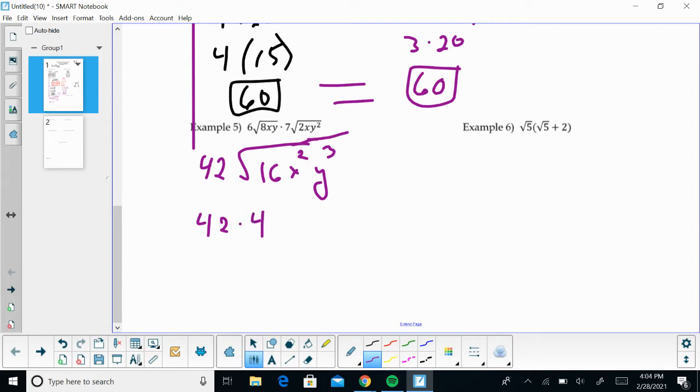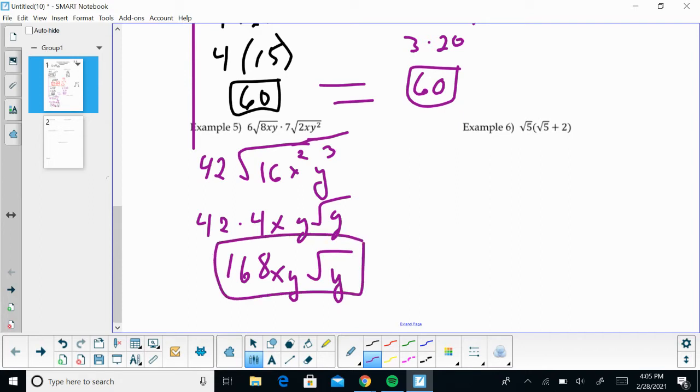The square root of x squared would give me an x, and then I'm left with the square root of y to the third. Well, that would be y square root of y, right? I can pull out 2 of the y's. Just simplifying this down a little farther, 42 times 4 is 168. 168xy square root of y is my final answer.